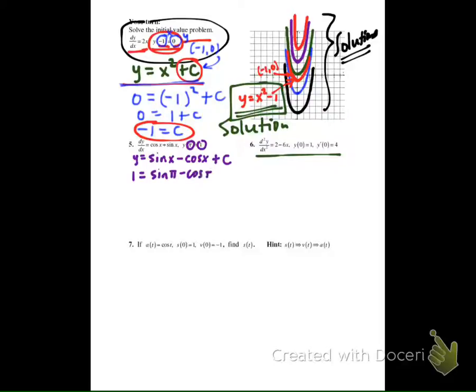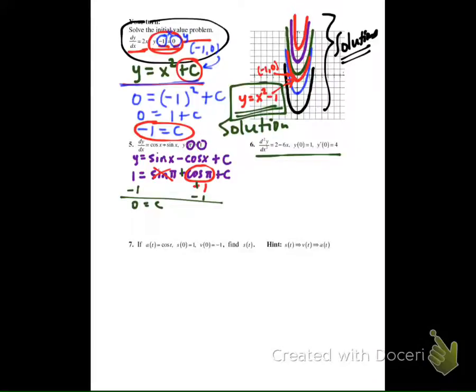Okay, this is where students always get messed up here. You try to skip steps, and why you would do that, I don't know. Sine of pi is 0. Cosine of pi is negative 1. So we see we have minus minus. Okay, and minus minus means plus plus. So we have 1 equals 1 plus c. Well, guess what? When we subtract 1 from both sides, we get that c has a value of 0.